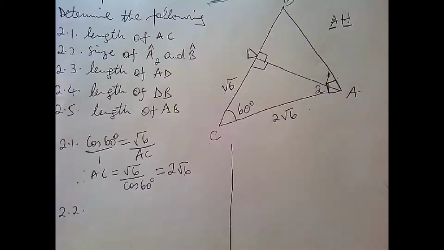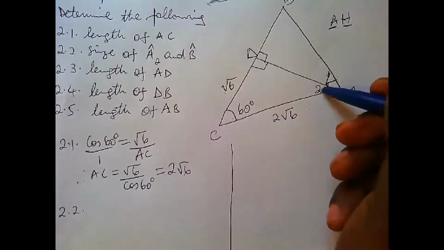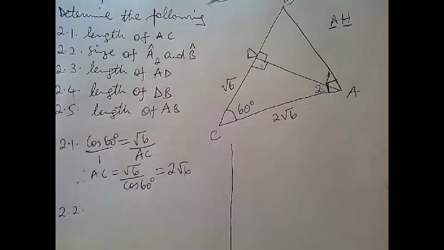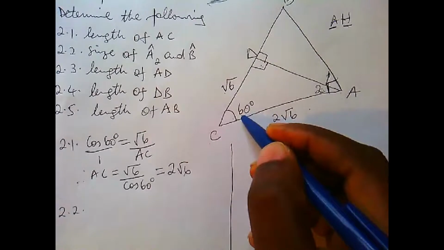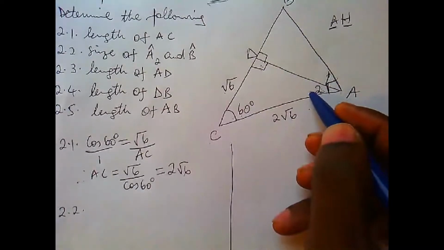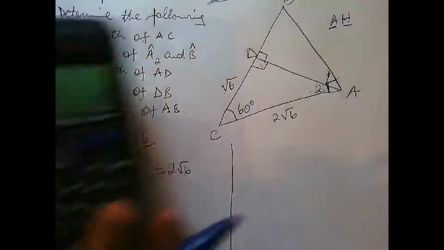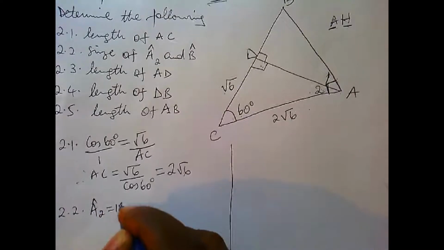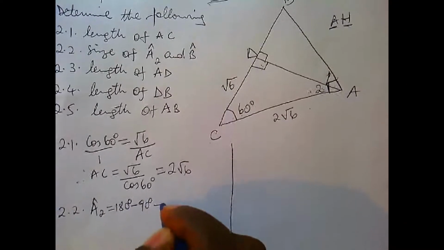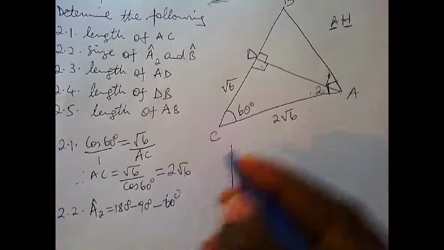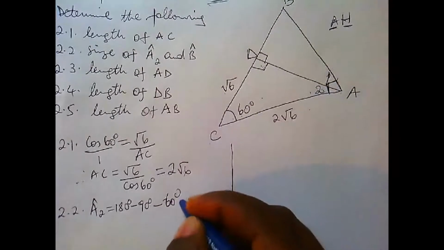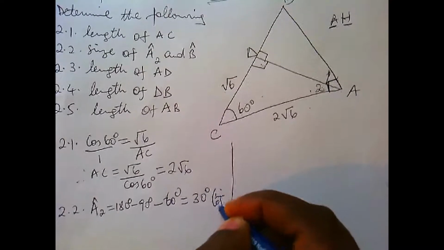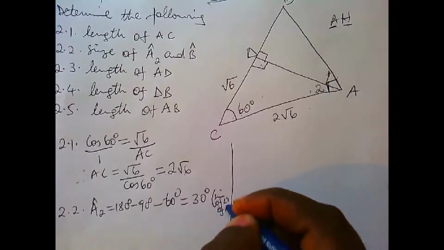The size of angle A2 and angle B. The simplest way is to use Euclidean geometry here, because you know that this is 60 degrees and that is 90 degrees, and therefore that will be 30 degrees. On your calculator, angle A2 is equal to 180 degrees minus 90 degrees minus 60 degrees, and you get the answer as 30 degrees. The reason is the sum of angles of a triangle.